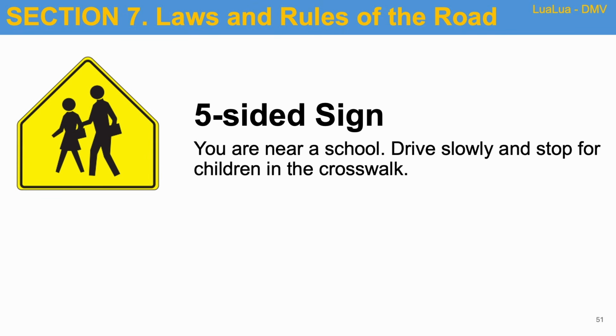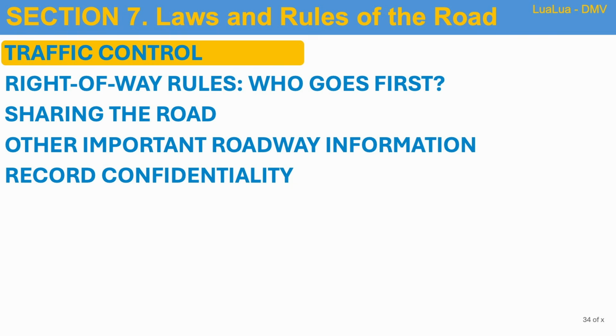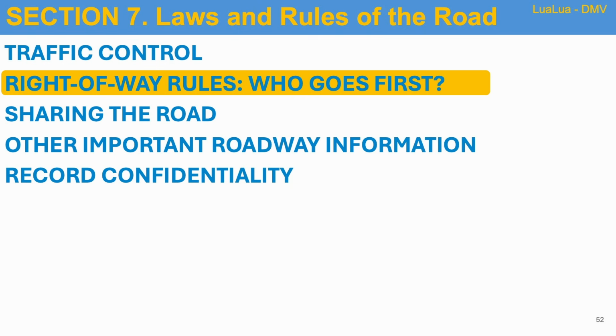Five-sided sign. You are near a school. Drive slowly and stop for children in the crosswalk. Diamond-shaped sign. Warns you of specific road conditions and dangers ahead. White rectangular sign. Communicates many important rules you must obey. Warning signs. Warns of conditions related to pedestrians, bicyclists, schools, playgrounds, school buses, and school passenger loading zones. For more information about signs, visit .ca.gov/programs/safety programs/sign charts.